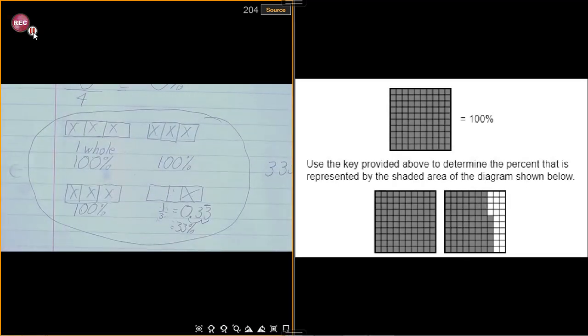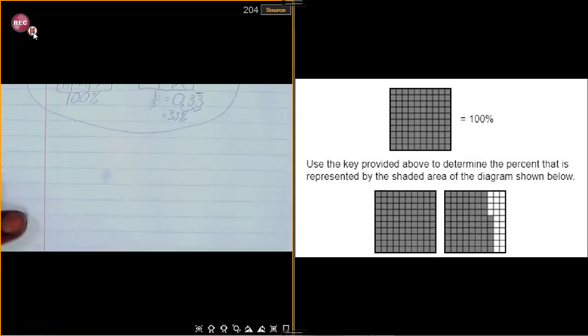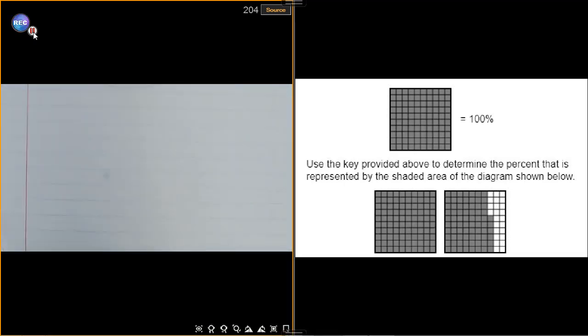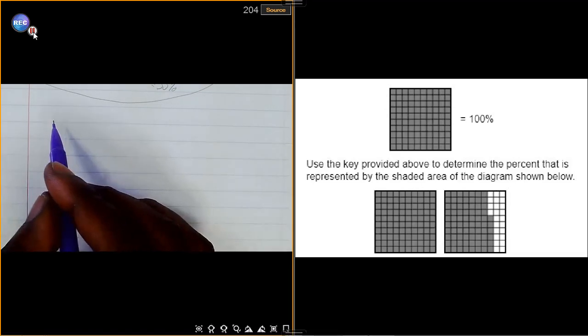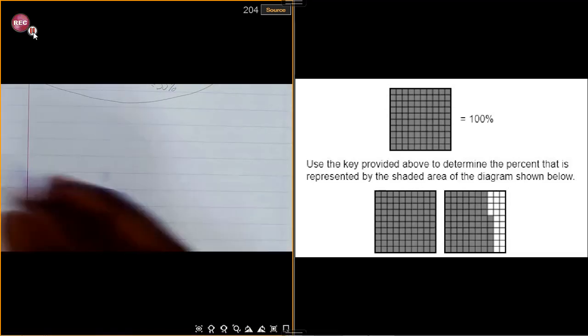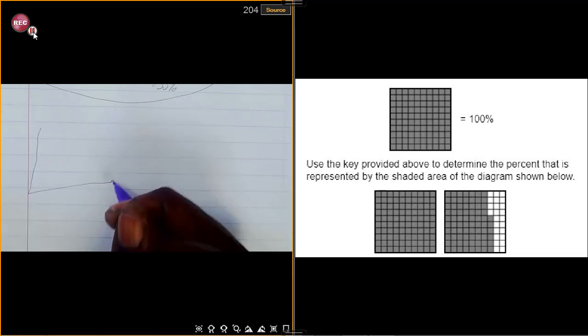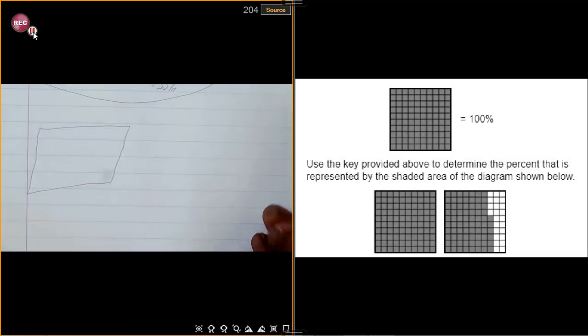All right, so now we have the hundreds grid. So what we're going to do is use the key provided above to determine the percent that is represented by the shaded area in the diagram shown below. So if we notice, the entire one that is shaded represents 100%. So in the first one, it is completely shaded.